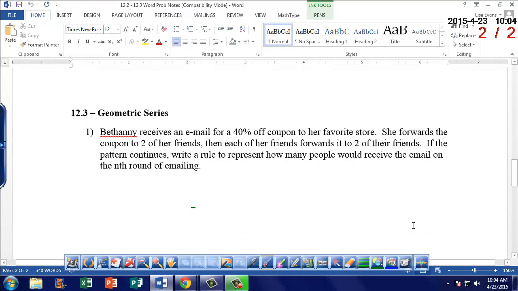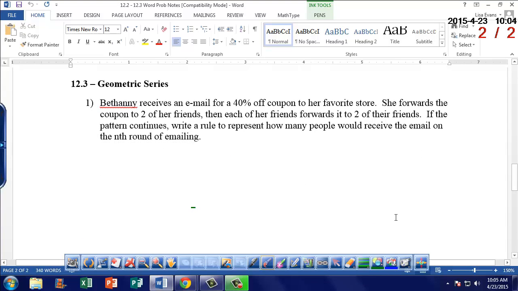Okay, now we're going to go ahead and try some geometric series word problems. I'm going to write the rule for my geometric series.